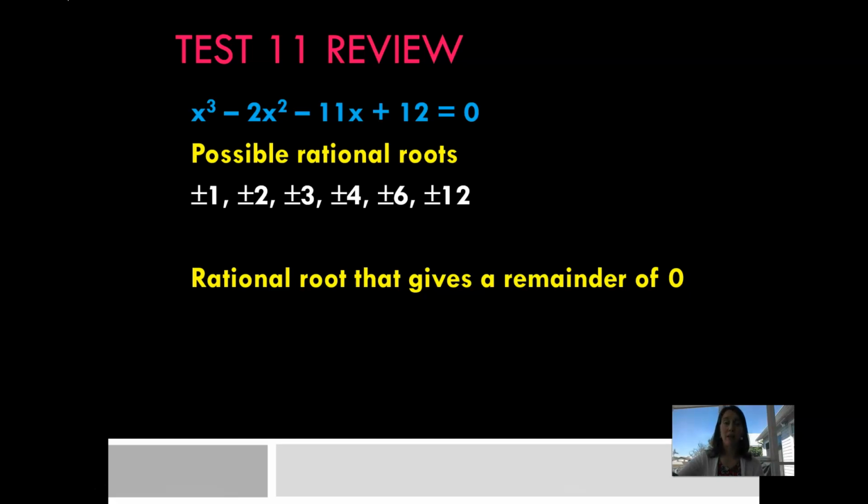The next one, 11 times 1 is 11. So I had negative 1 minus 11, and that's negative 12. Negative 12 plus 12 does give me 0, so the very first one that I used worked. The rational root that gives me my remainder of 0 is the number 1.